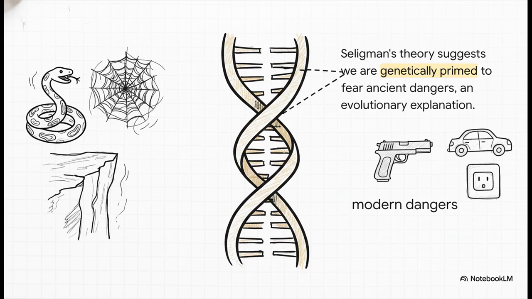I mean, think about it. The two-process model doesn't really explain why we so easily develop phobias of things that were threats way back in our evolutionary past, like snakes, spiders, heights, the dark. But we rarely get phobias of things that are much more dangerous today, like cars or guns. Seligman's theory of biological preparedness argues that we're basically hardwired to learn these ancient fears very, very quickly. It's a concept the two-process model just can't account for.